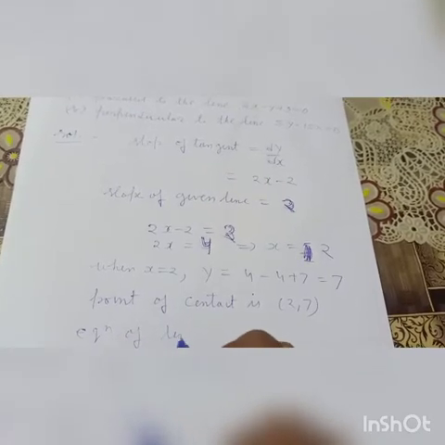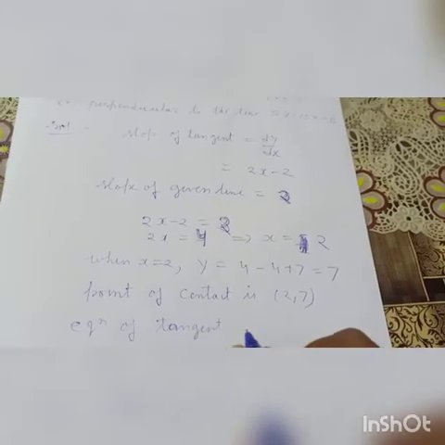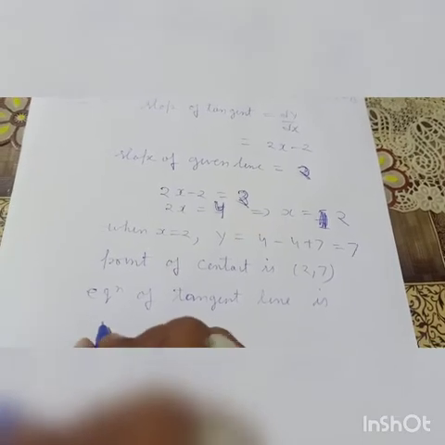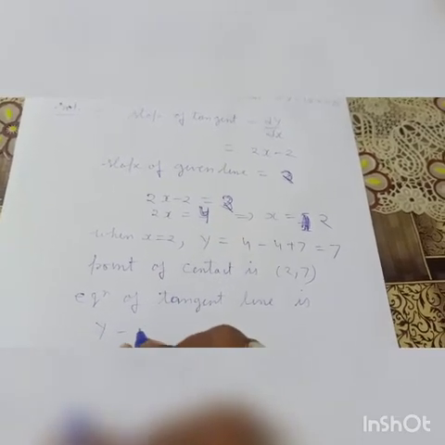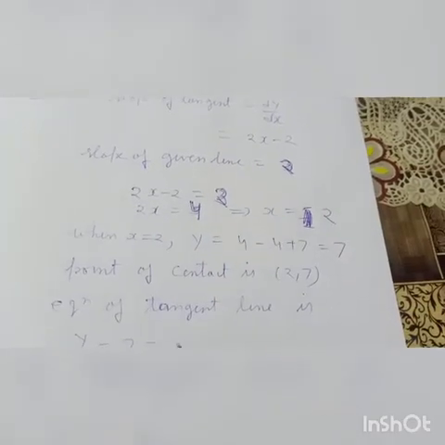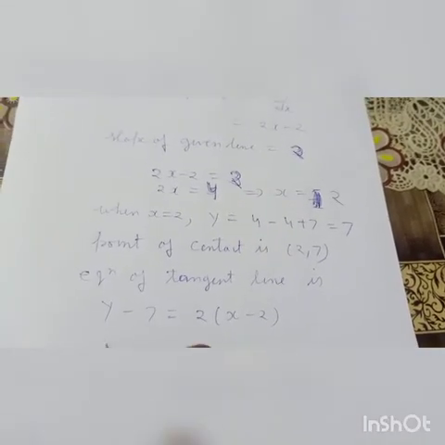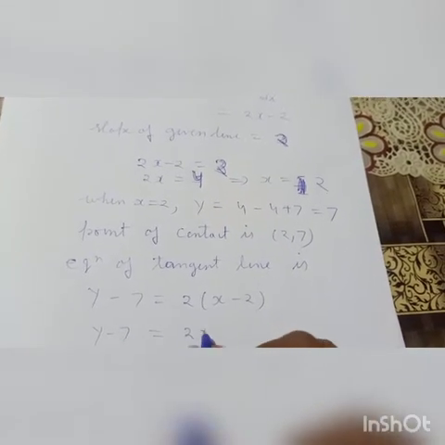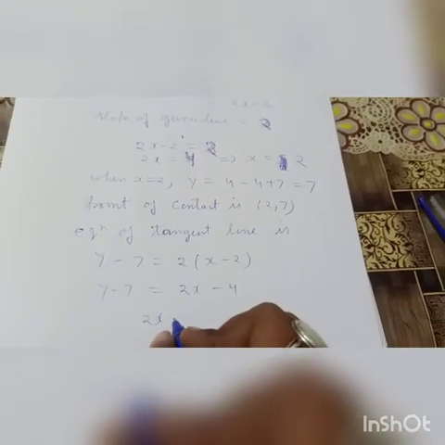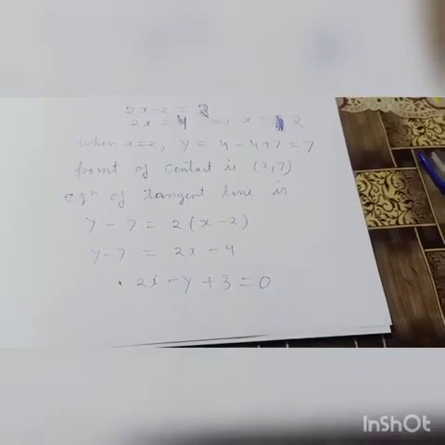So we can find the equation of the tangent line. The equation of the tangent line is y minus y1, here y1 is 7, then the slope of tangent is equal to 2, then (x minus x1). So if we simplify it, we will get y minus 7 equal to 2x minus 4. We can write 2x minus y plus 3 equal to 0. This is the answer of the first part.